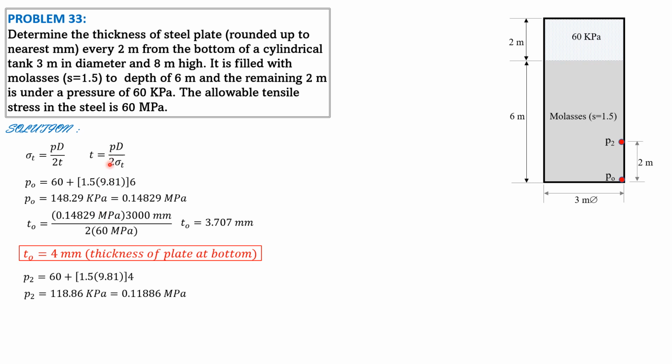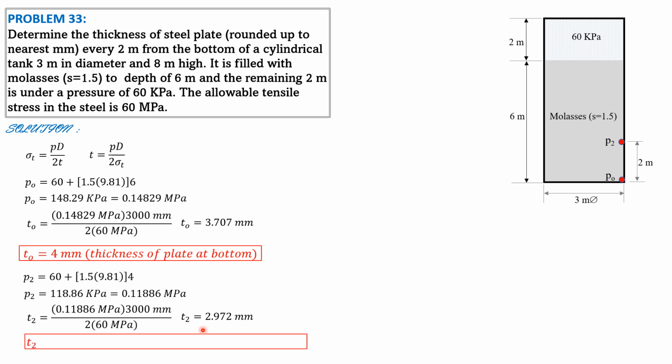in this formula here, 0.11886 times diameter 3000 mm over 2 times 60 megapascals. So T sub 2 is equal to 2.972 mm. So we round this up to 3 mm. So T sub 2, which is the thickness of the plate 2 meters above the bottom, is 3 mm.